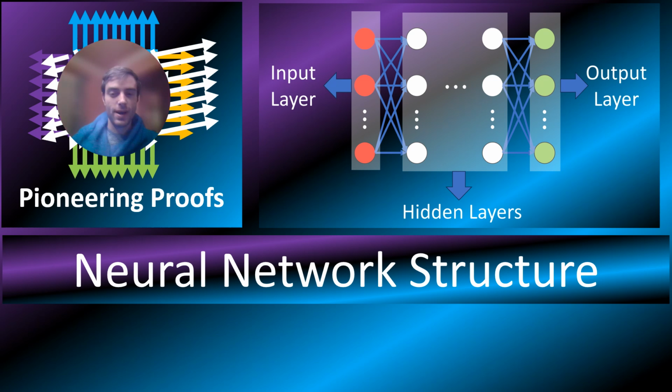I'm going to discuss the mathematical structure of the neural network. It consists of nodes, layers, and equations. It's all really cool stuff, and let's get started.